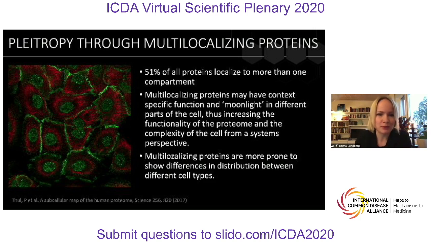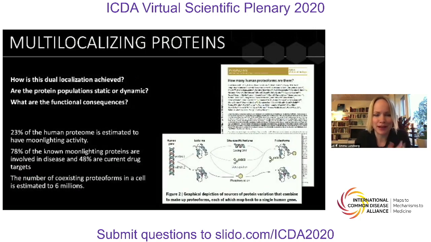But when we talk about multilocalizing proteins, we kind of have to think about proteoforms as well, and that's just dauntingly complex. But to answer questions like how is dual localization achieved, are the protein populations static or dynamic? We don't know the answers to this yet. What are the functional consequences? We don't know, but we likely need methods to study proteoforms, and that includes both post-translational modifications, but also coding variants, for example.